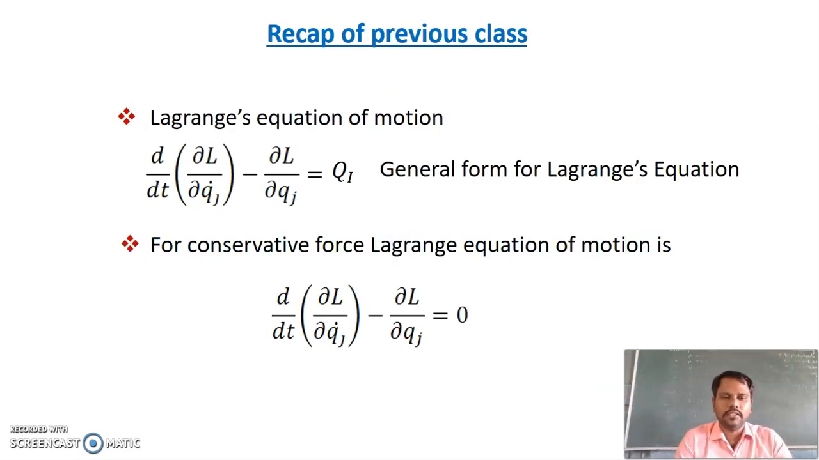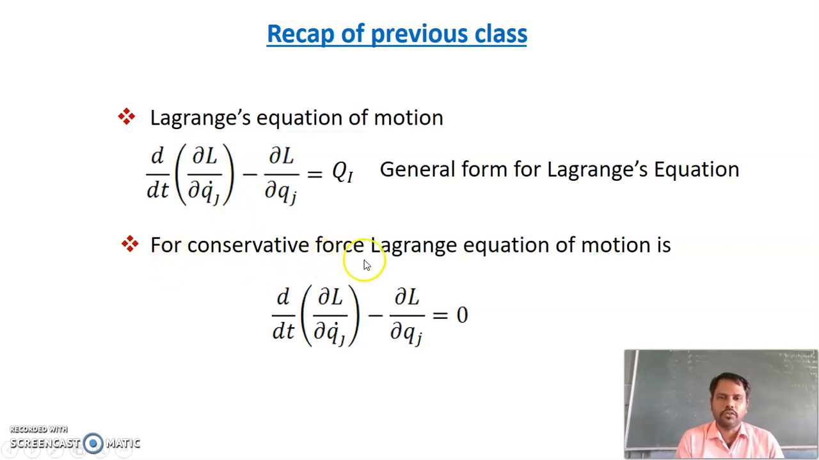In the last class, we derived the Lagrangian equation of motion using D'Alembert's principle, which is given by d by dt of dou L by dou Qj dot minus dou L by dou Qj is equal to Qj. This is the generalized form of the Lagrangian equation, where L is equal to T minus V, where T represents kinetic energy and V represents potential energy.